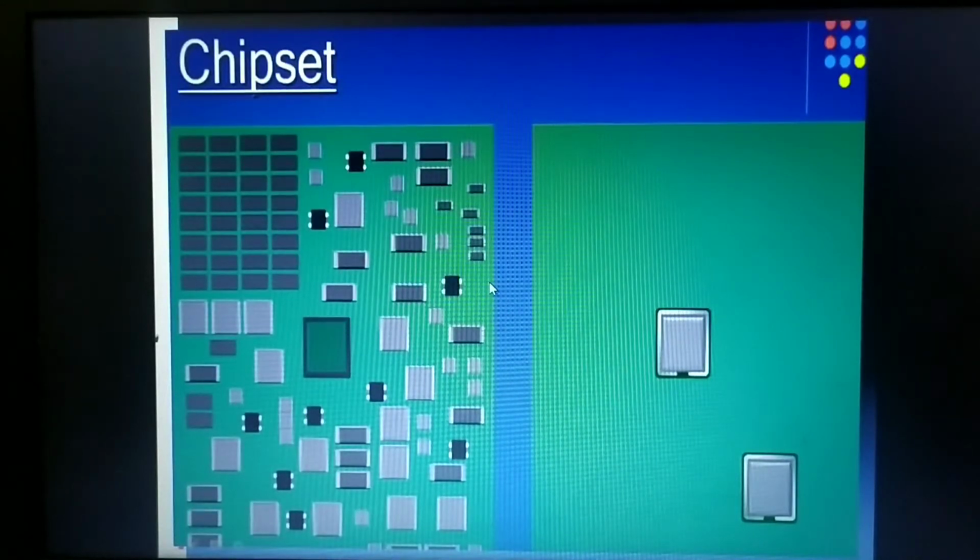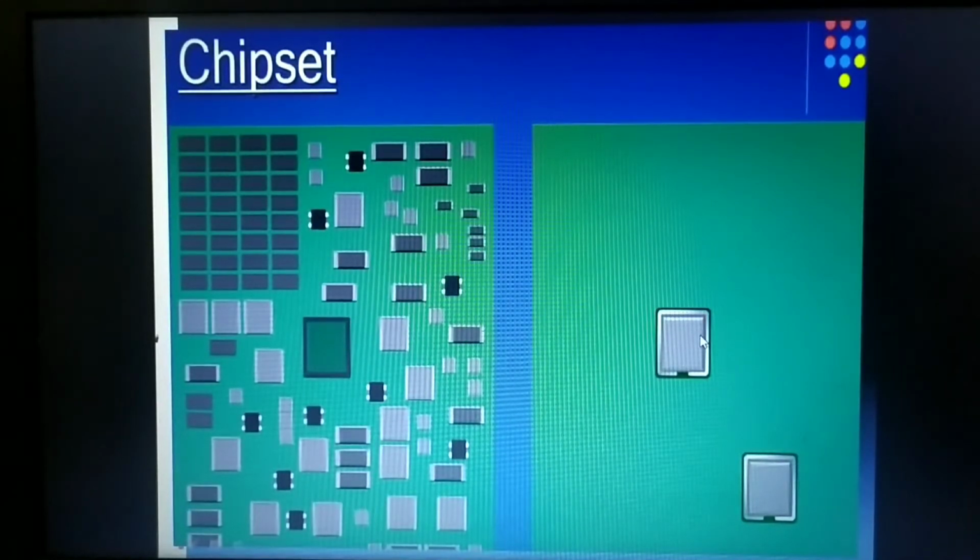Instead of having different kinds of chips all over the motherboard to control the different functions, they reduced the number of chips to do the same job and condensed them into a few chips, which are known as chipsets. Now one chipset is the North Bridge and the other is the South Bridge.